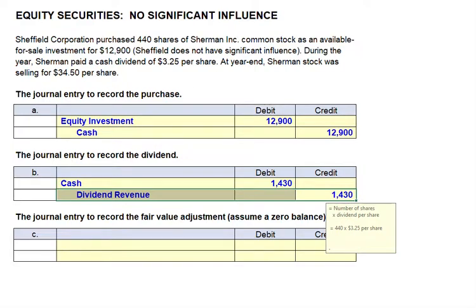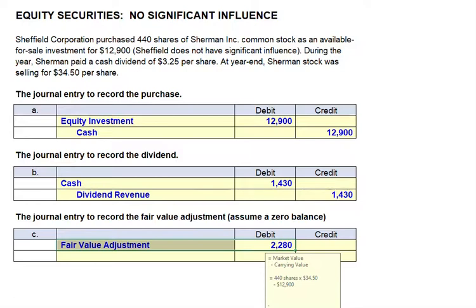We're told at year-end that common stock of Sherman was selling for $34.50. Again, we have to use the fair value method for accounting for our equity investment. And we're assuming our fair value adjustment account had a zero balance prior to year-end. So what do we need to do? We need to take the difference between our market value and our carrying value. Our market value is $15,180. That's the 440 shares times $34.50 a share.